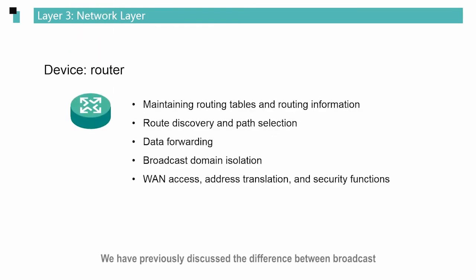We have previously discussed the difference between broadcast, multicast, and unicast transmission. Each interface of a router corresponds to a broadcast domain. Aside from this, routers can also perform packet addressing and forwarding, finding the optimal route to the target network. The aim of routing is to deliver the payload of the packet from its source to its destination.